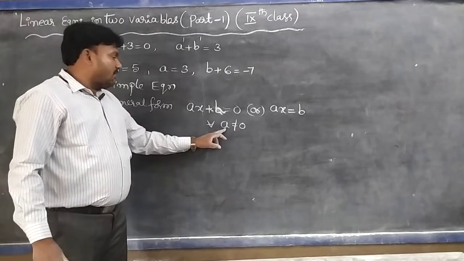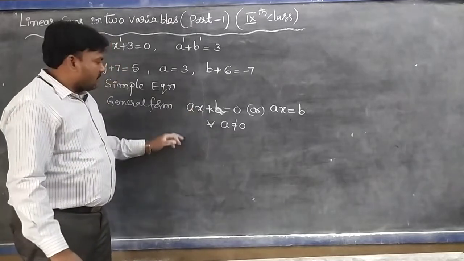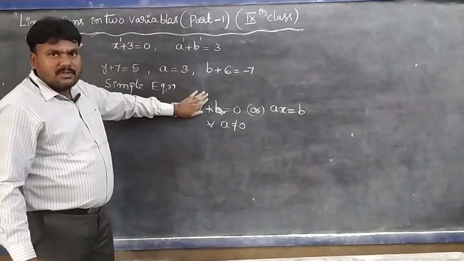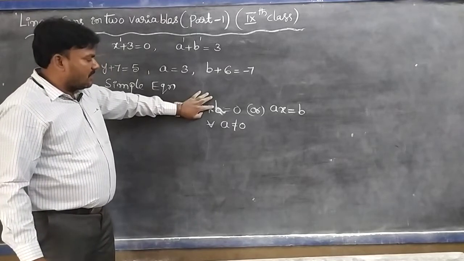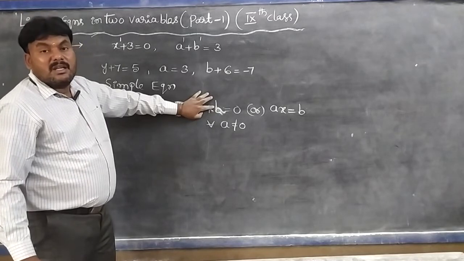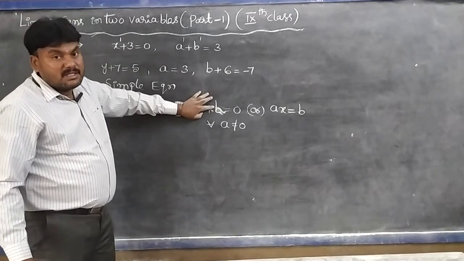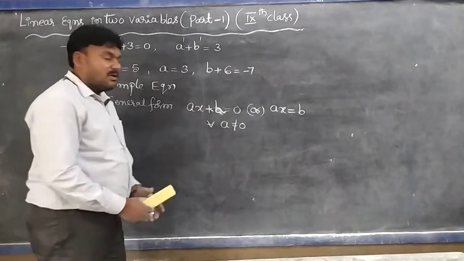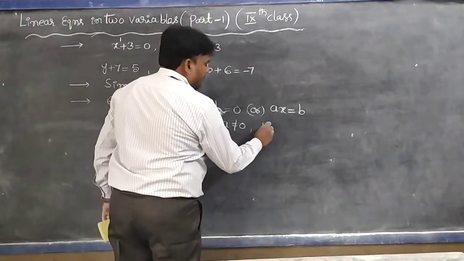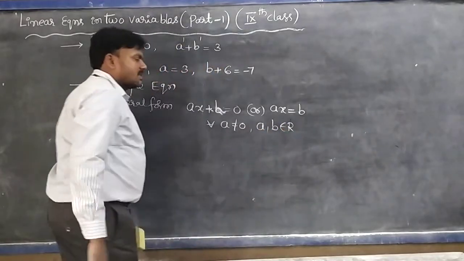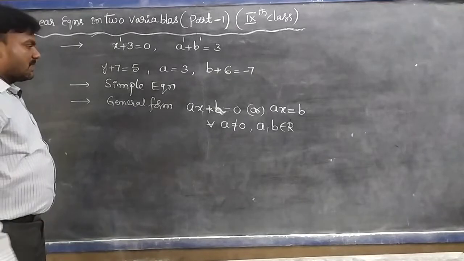Conditions apply. If a equal to 0, what happens? Suppose a equal to 0, a into x becomes 0. So here only a constant remains. Constant means it does not have any variable, and the degree is not 1. That's why the conditions apply: a is not equal to 0, and a, b belong to R, R for real numbers.